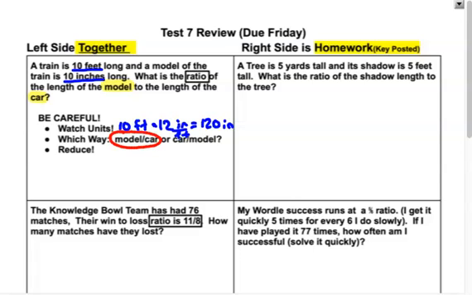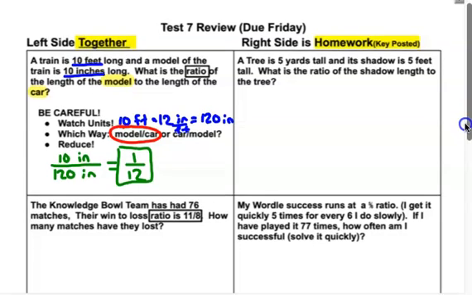Then the last thing you have to make sure you do is reduce. The length of the model is 10 inches. The length of the car is 120 inches, and that just has to be reduced. They both end in a 0, so you can divide by 10. So 1 to 12 is that ratio.